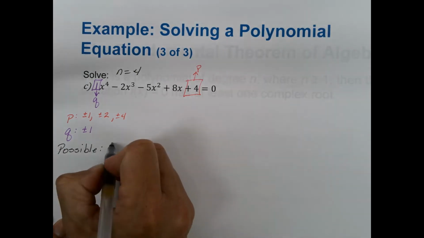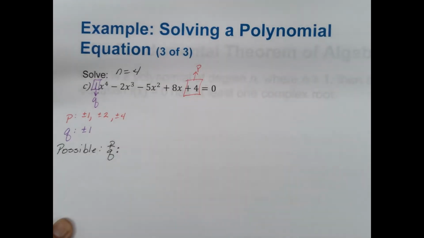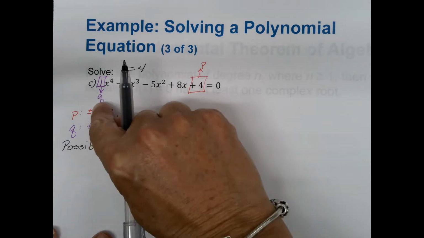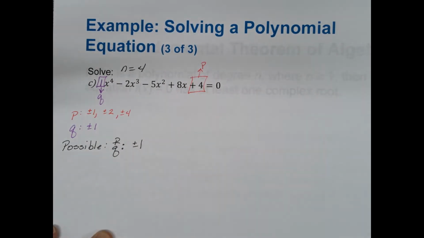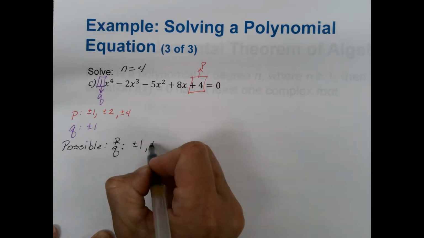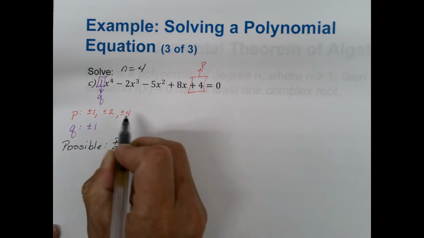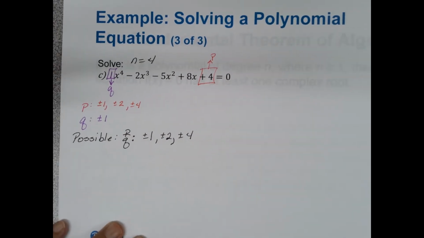The possible rational zeros, that's where we put all of our p's over our q's. 1 over 1 gives us 1, so we get plus or minus 1. 2 over 1 is 2, so we get plus or minus 2. 4 over 1 is 4, so plus or minus 4. We have 6 possible rational zeros. Any questions so far?